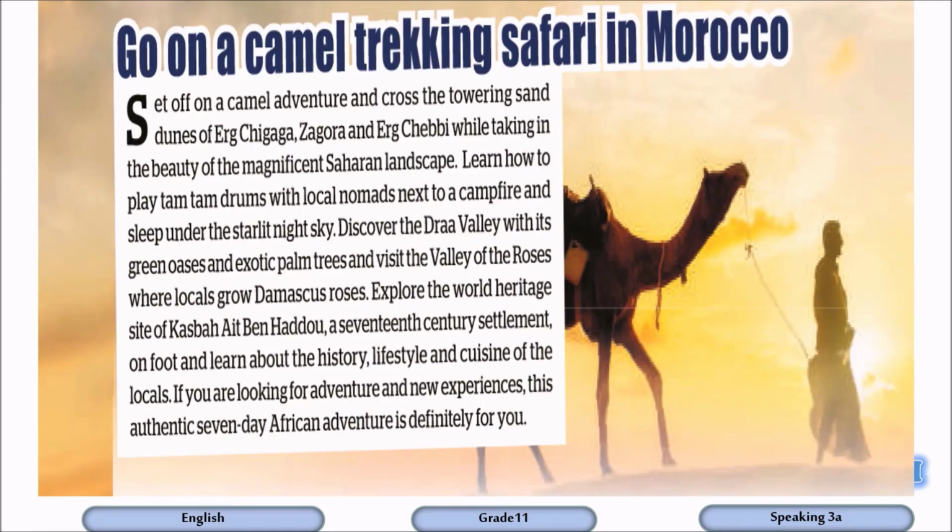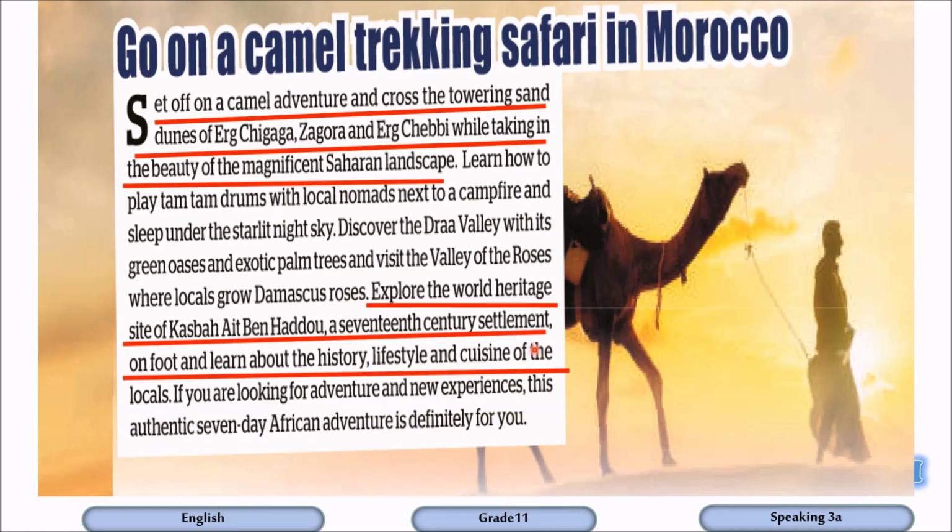Alright, now going on a camel trekking safari in Morocco. Let's read the first part of the passage. Set off on a camel adventure and cross the towering sand dunes of Erg Chigaga, Zagora and Erg Chebi while taking in the beauty of the magnificent Saharan landscape, which means the amazing desert. Explore the World Heritage Site of Qasba'at bin Hattu, 17th century settlement on foot, and learn about the history, lifestyle, and cuisine of the locals.